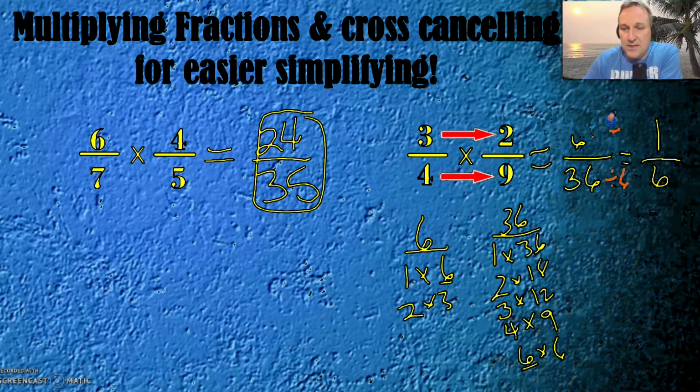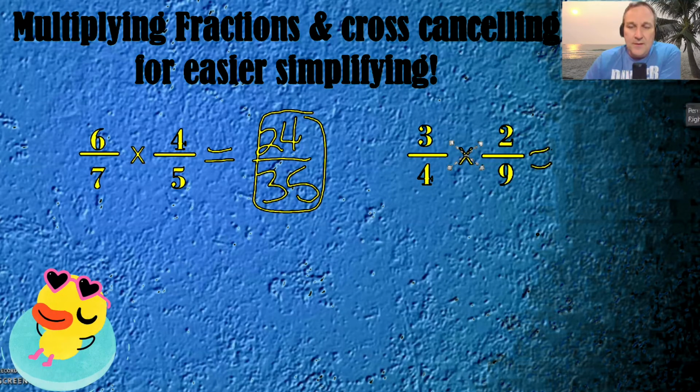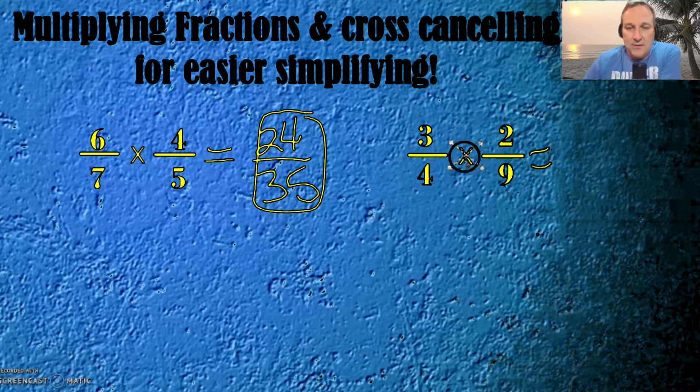This is called cross-canceling. So see these arrows? These arrows right here are pointing to the 3 and 9. And these arrows are pointing to the 4 and 2. I can cross-cancel those, basically meaning I can cross out those numbers and replace them with a simplified fraction. So for instance, I'm going to look at the 3 and the 9, since these arrows are pointing at the opposites, the top left and the bottom right.